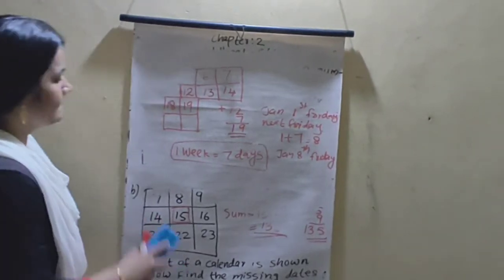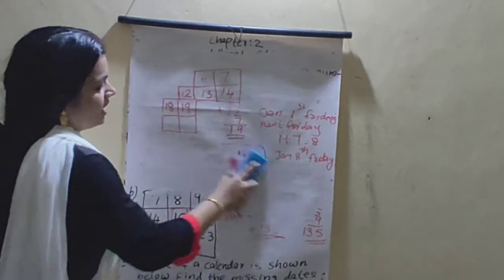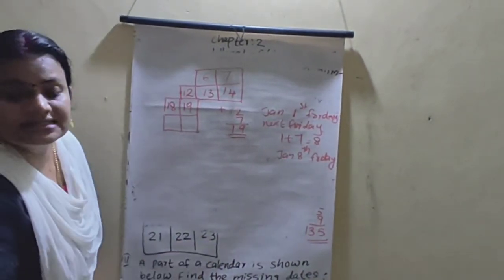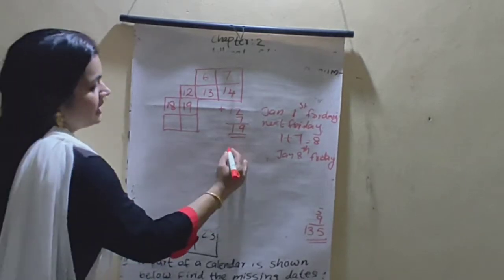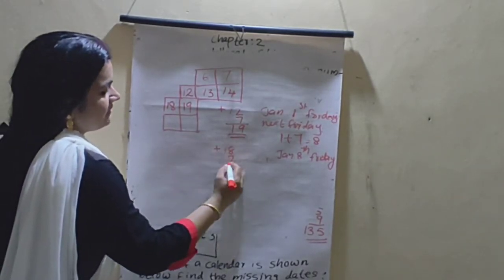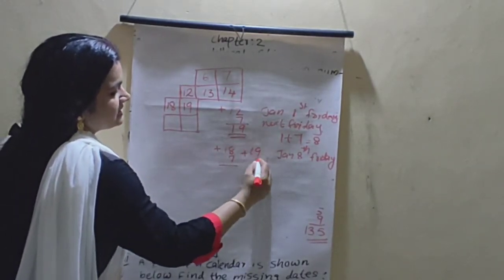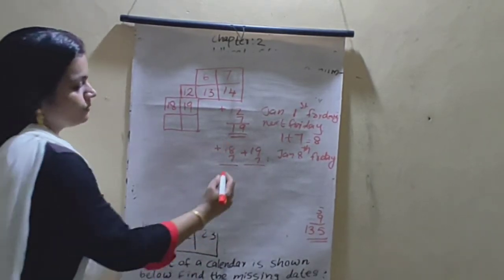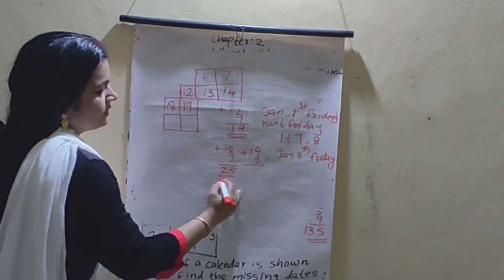Then to find out these two dates, the given number plus 7. How to find out the next two dates? Given number plus 7. Given number 18 plus 7. How to get the missing dates? 18 plus 7 what? 25.